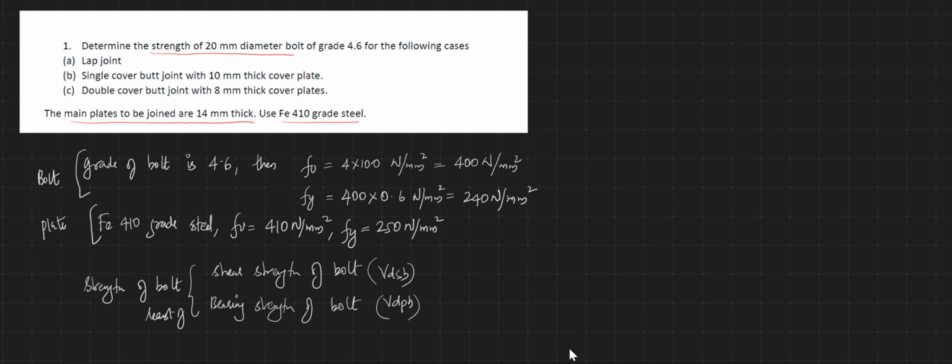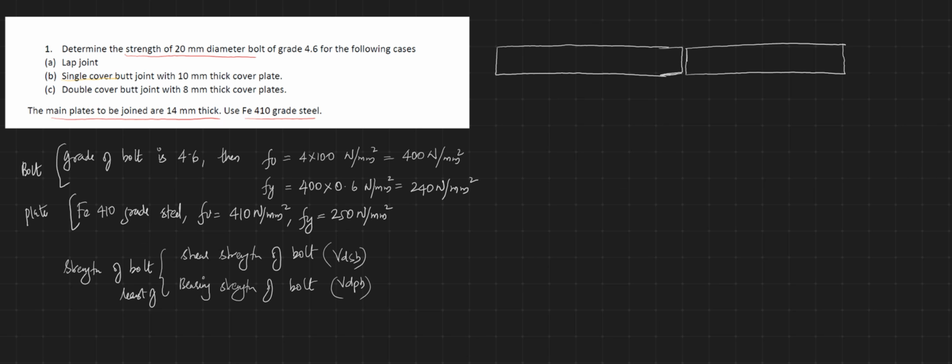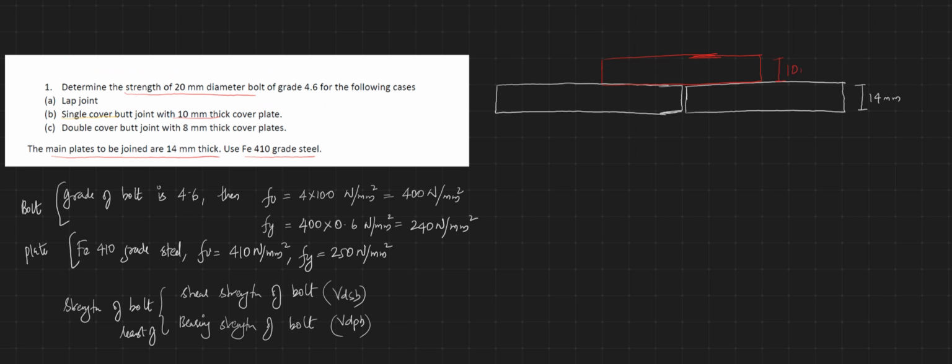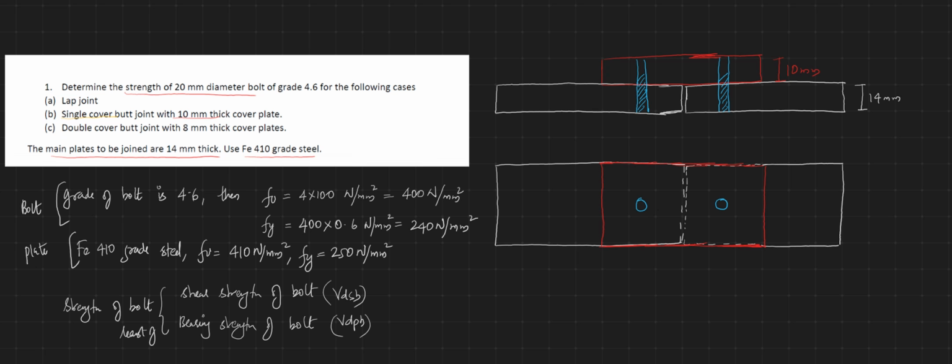Now see the second part of the question. Determine the strength of the bolt when it is joined by a single cover butt joint with 10 mm thick cover plate. So if you are drawing the connection diagram, I have two plates of 14 mm thick. This is 14 mm thick. It is connected by a single cover butt joint, by a 10 mm thick cover plate. So you will see the connection arrangement like this.